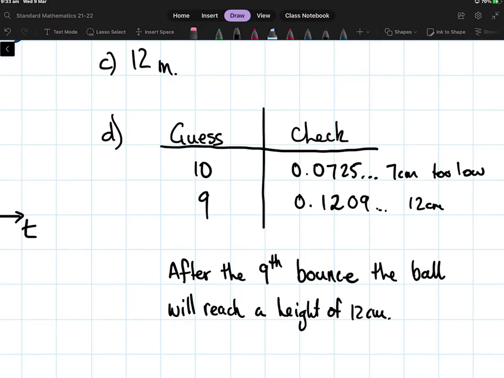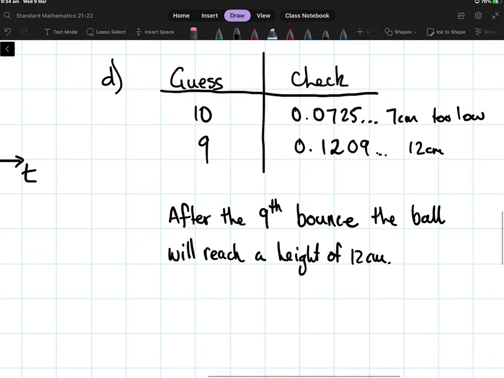So just to clarify here, all the bounces before the 9th one, the ball does pass 12 centimeters in the air. Remember, we've initially dropped it from 12 meters, but what we're looking at here is I've dropped it and when it bounces back up to 12 centimeters. All right, that's as high as I want it to be.